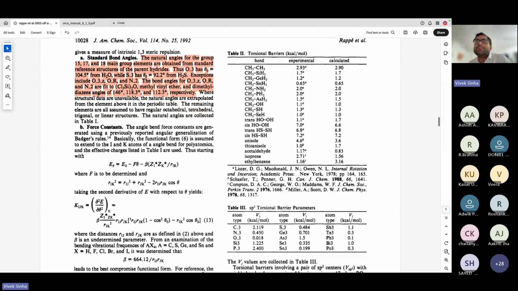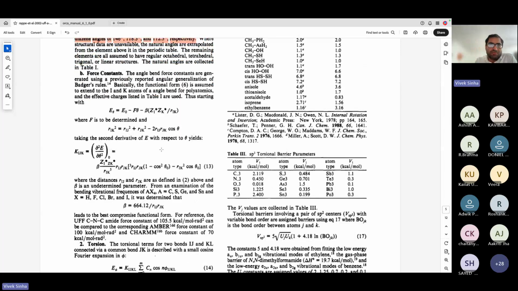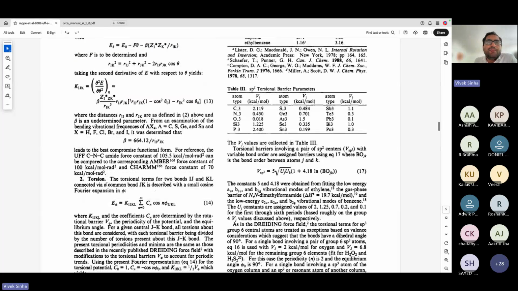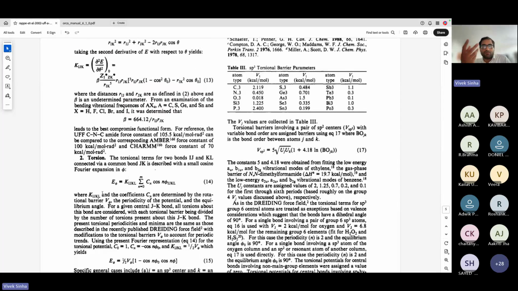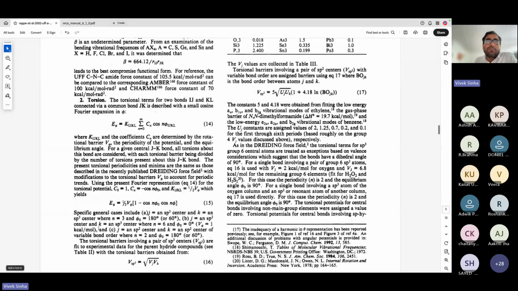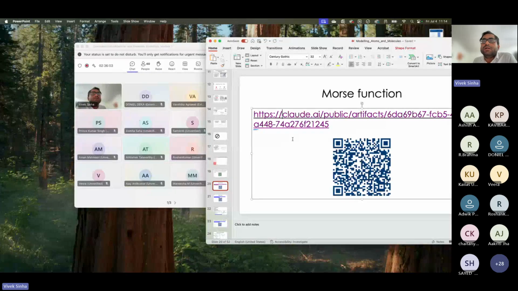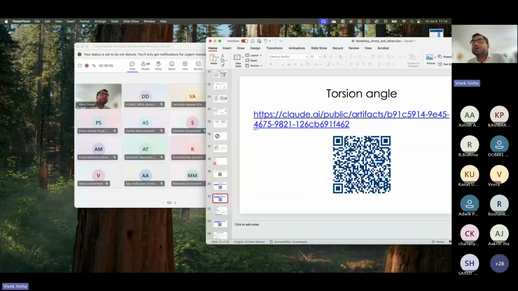Once they have done that, then they also implement the torsion force, the potential to model the torsion. And I told you I'll give you some intuition there. So delivering on that promise, let's look at another artifact.